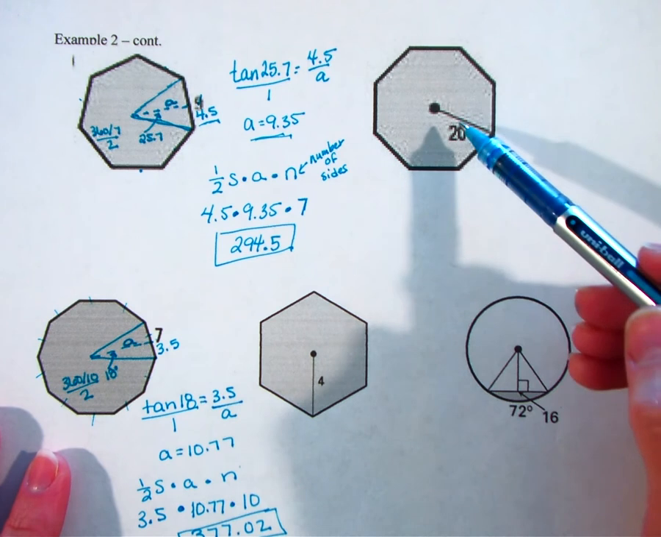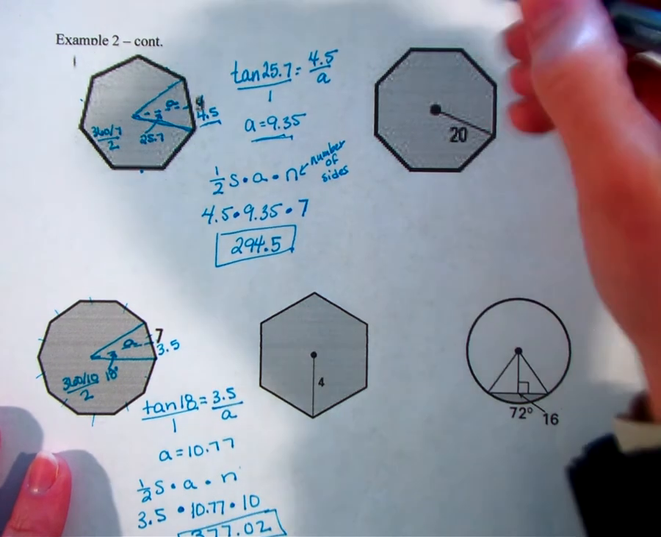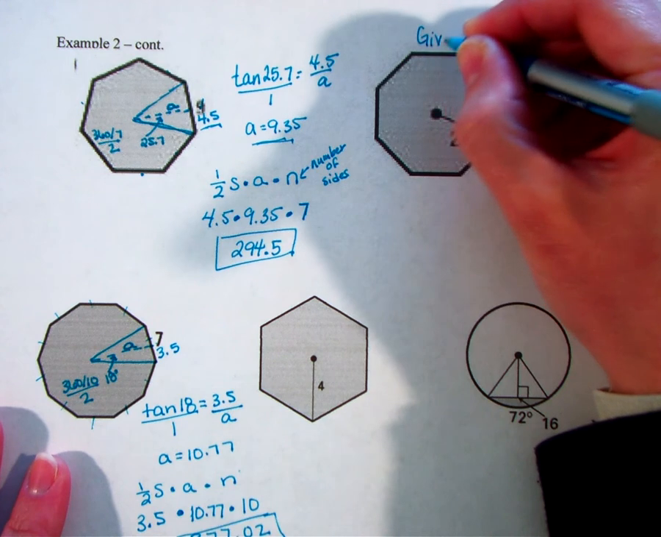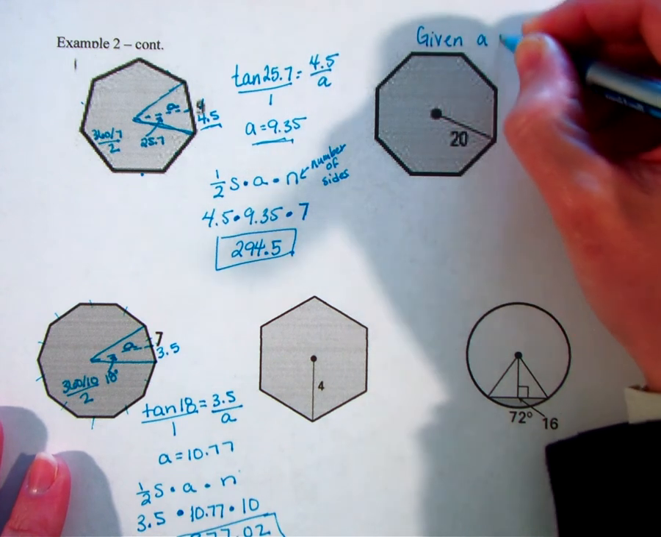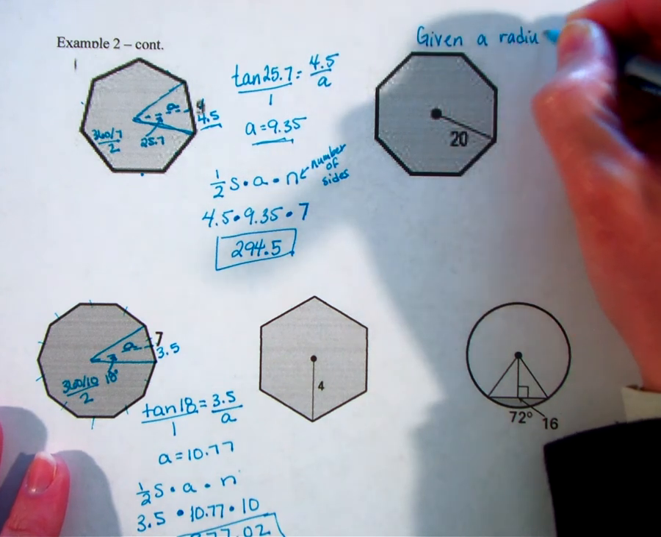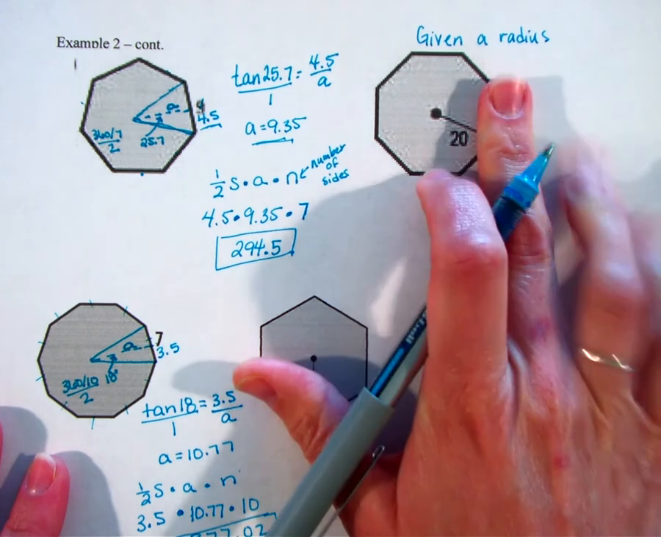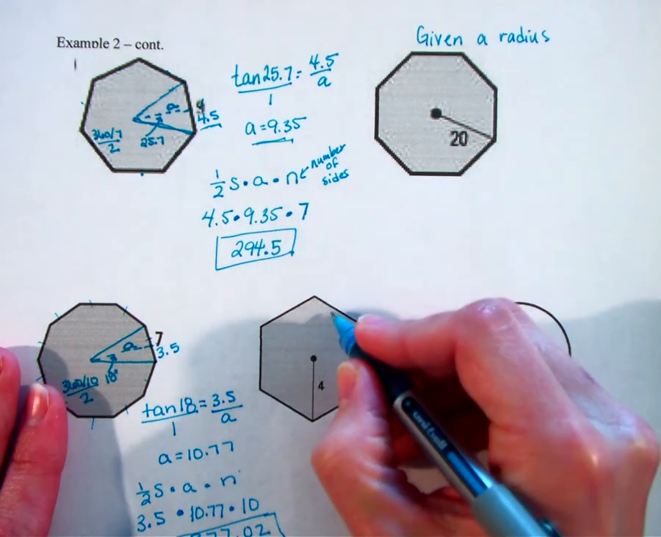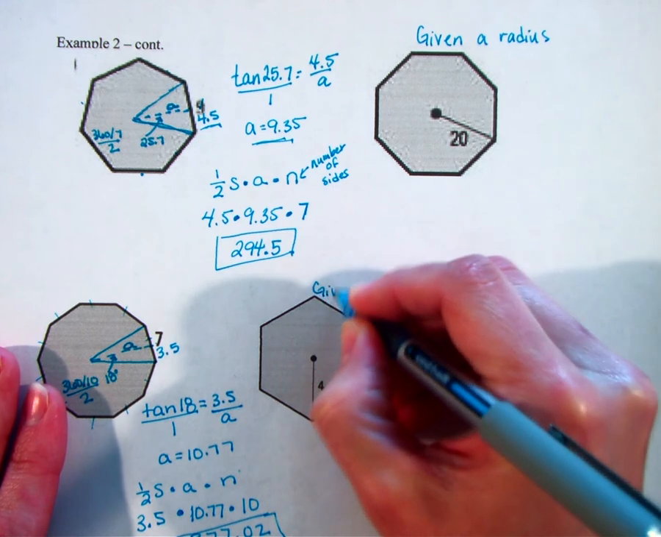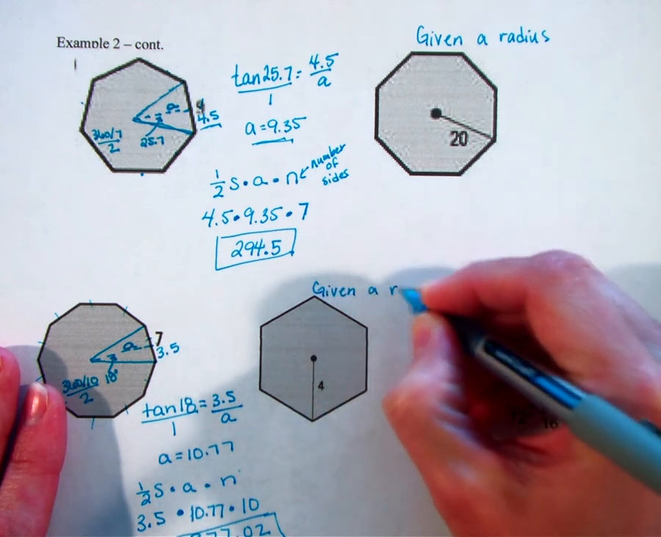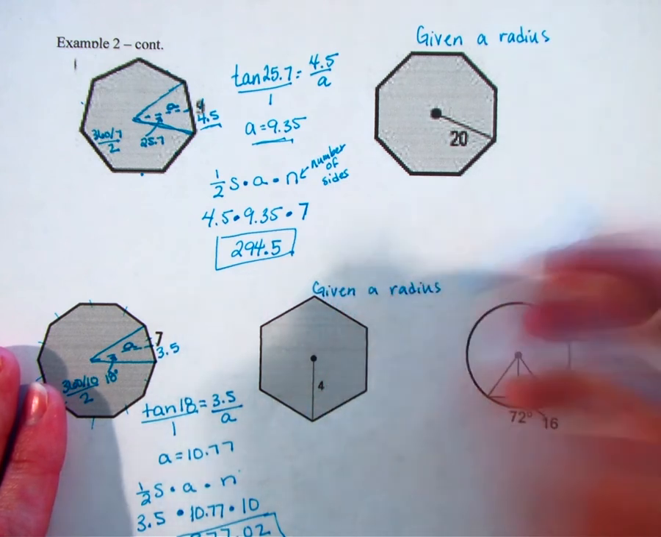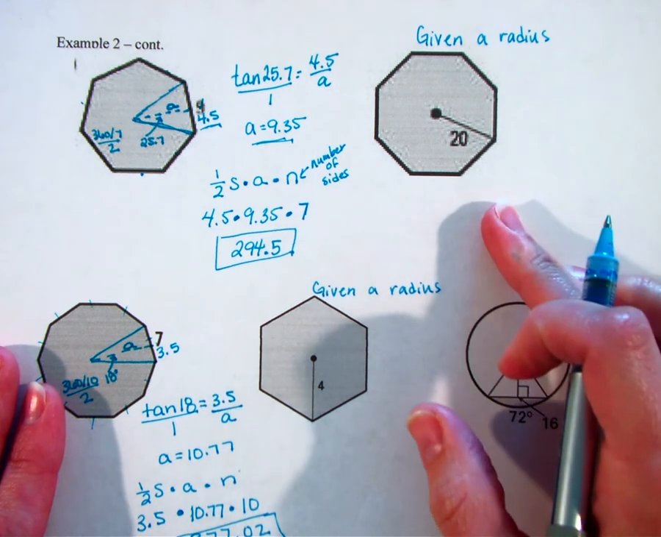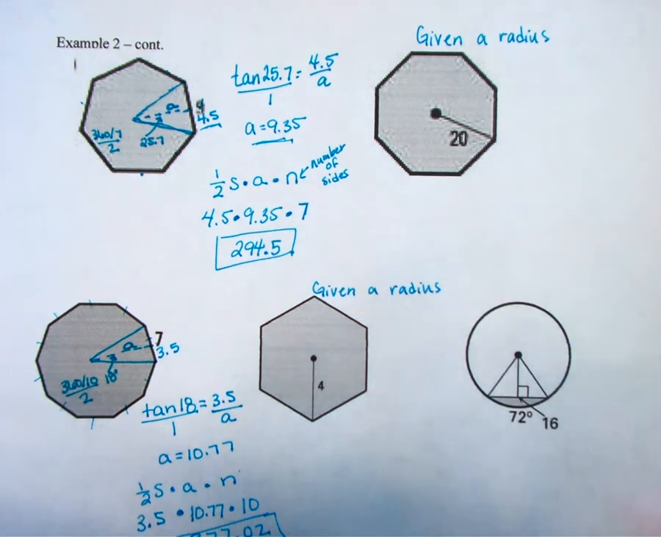We are going to do this problem here. I'm going to label this exactly what it is. So this is given a radius. Okay, so we're going to do a problem where you're given a radius and you have to find the area. This one is also given a radius right here. So that problem is just a second example of when you're given a radius. So those are two that are going to be essential.